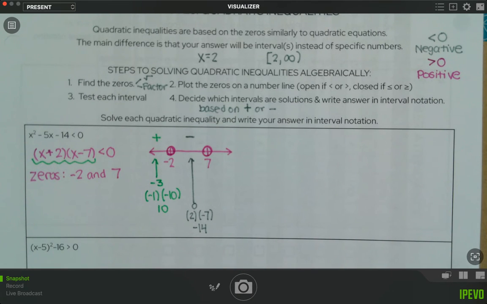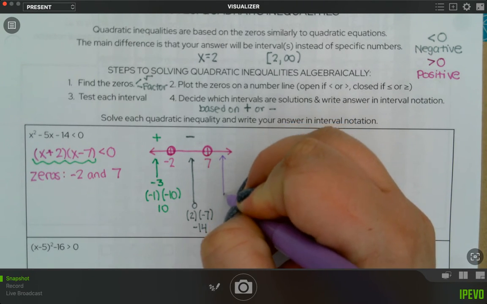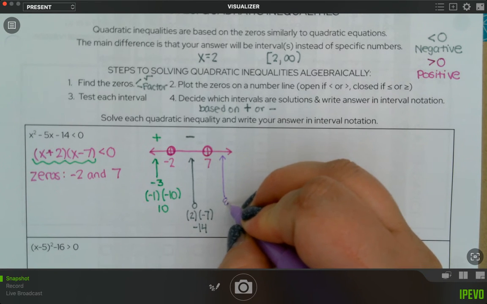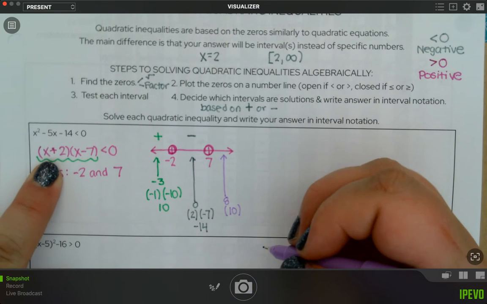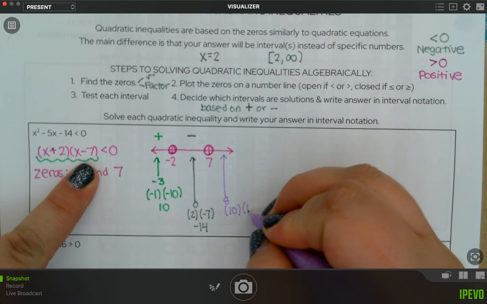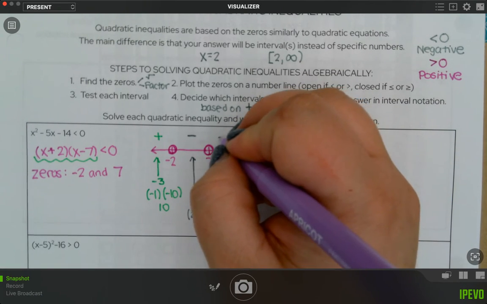And then at the very end, I need a number that is greater than 7. So I'm going to pick 8. 8 plus 2 is 10. 8 minus 7 is 1. 10 times 1 is 10. That's a positive number.